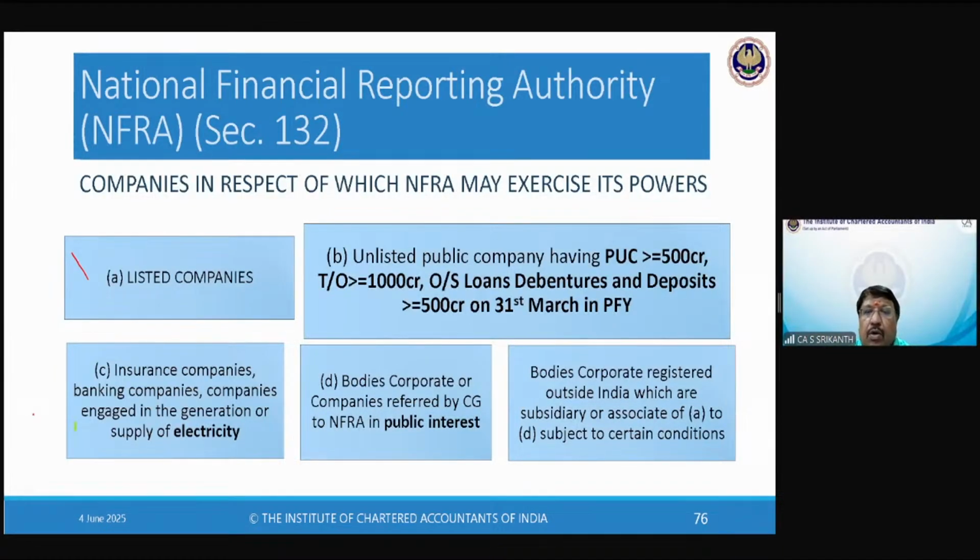So, unlisted public companies having paid up capital greater than or equal to 500 crore, or turnover greater than or equal to 1,000 crores. It's a tall order. 1,000 crore turnover, you will find very few companies. Not many companies will reach 1,000 crore. Listed companies would have reached. Unlisted 1,000 crore company, rare.